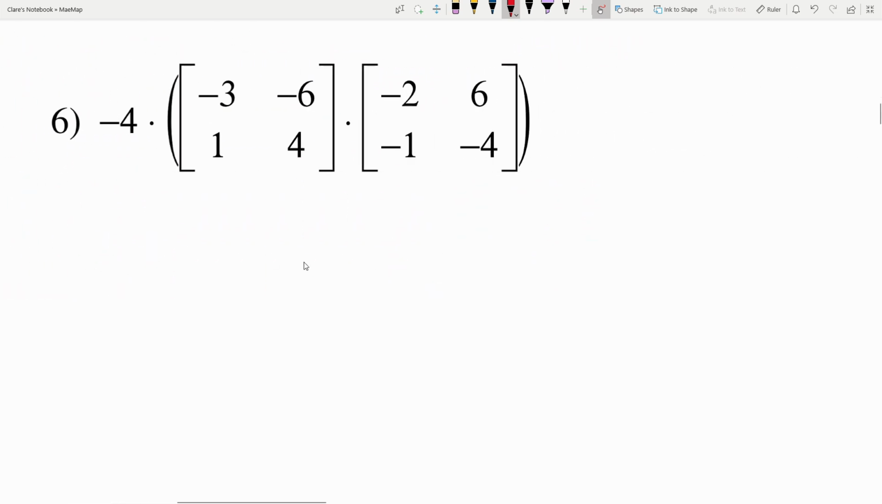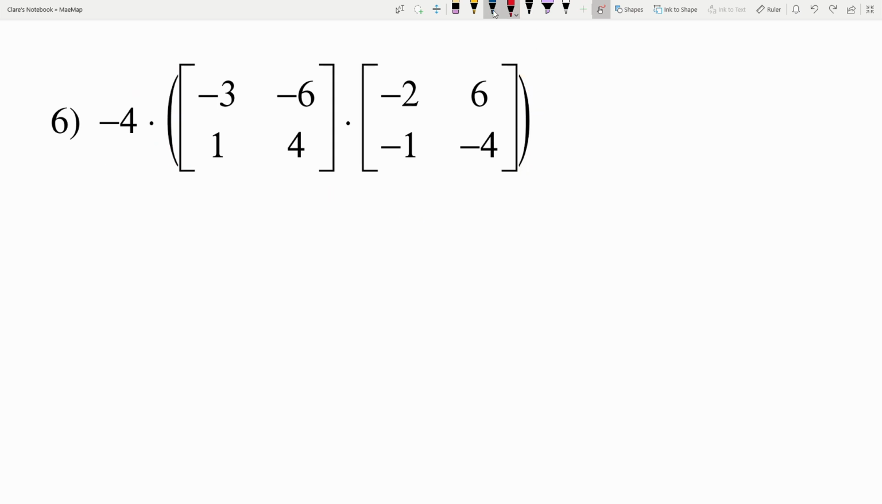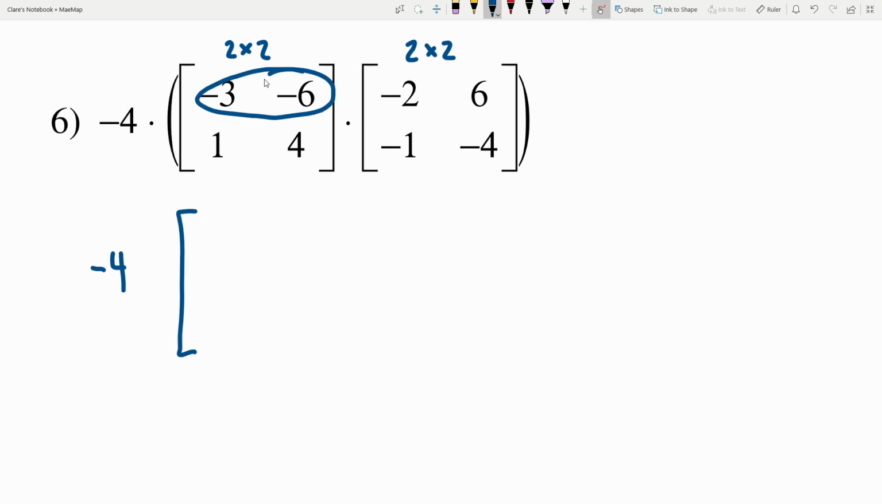In number 4, I'm going to be multiplying matrices first because I have parentheses, and then I'll be scaling it. So let's multiply these together first. I have a 2 by 2 multiplied by a 2 by 2, therefore I can indeed do out the math. So I'll have -4 times, dotting the first row with the first column, -3 times -2 is a positive 6. And I'll be adding that to -6 times -1, which is a positive 6.